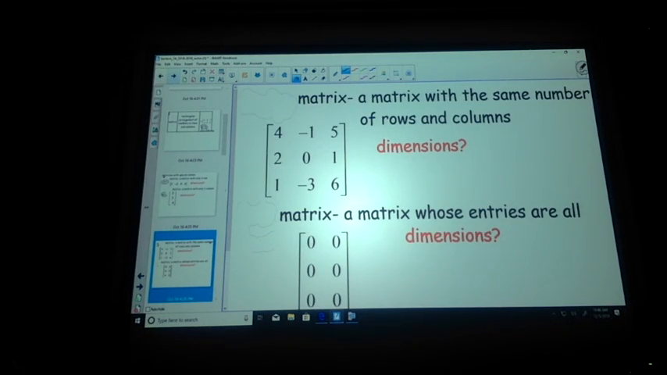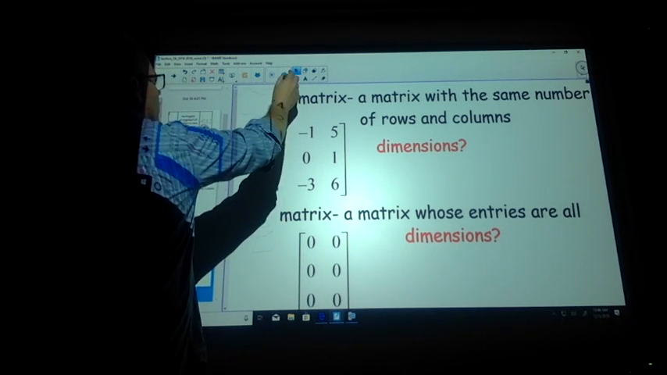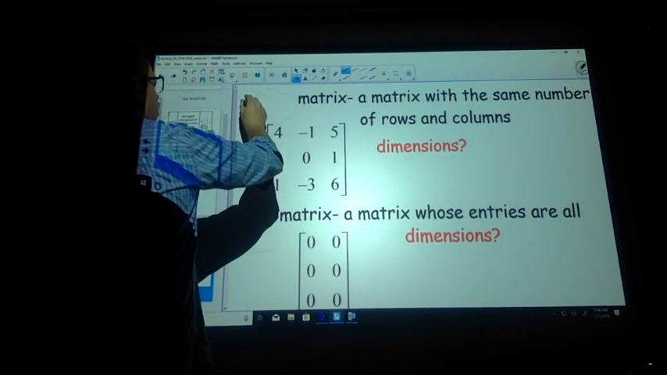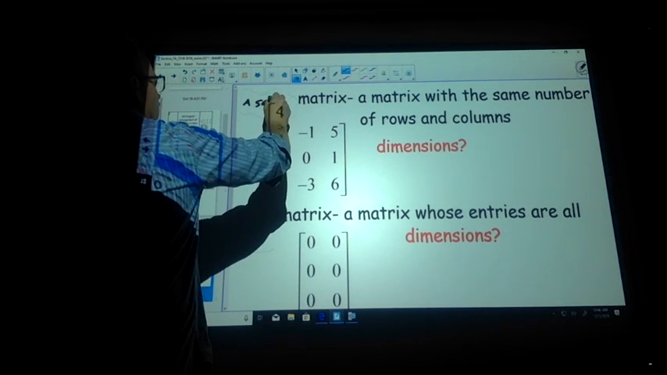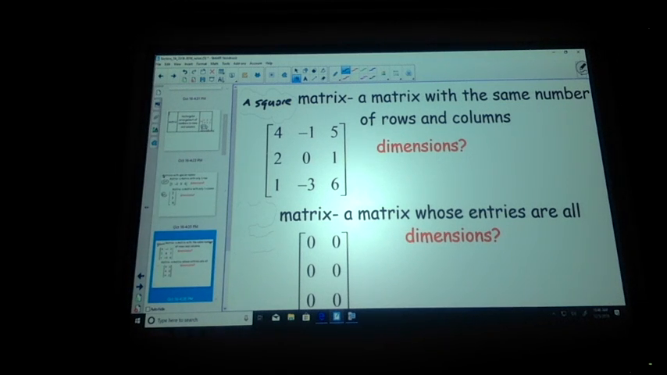Okay. Let's see. I have this little blot here. Can I move that blot? What's this? I think this says a square matrix has the same number of rows and columns. Okay? So that top one is a 3x3.